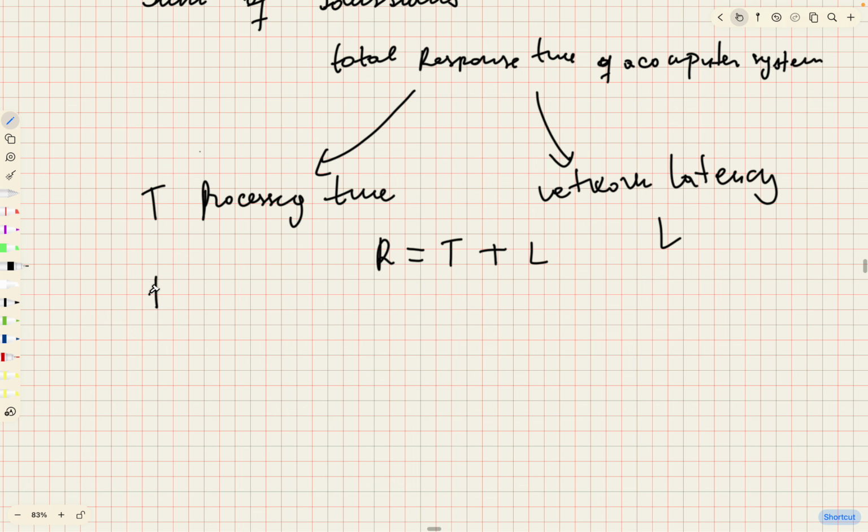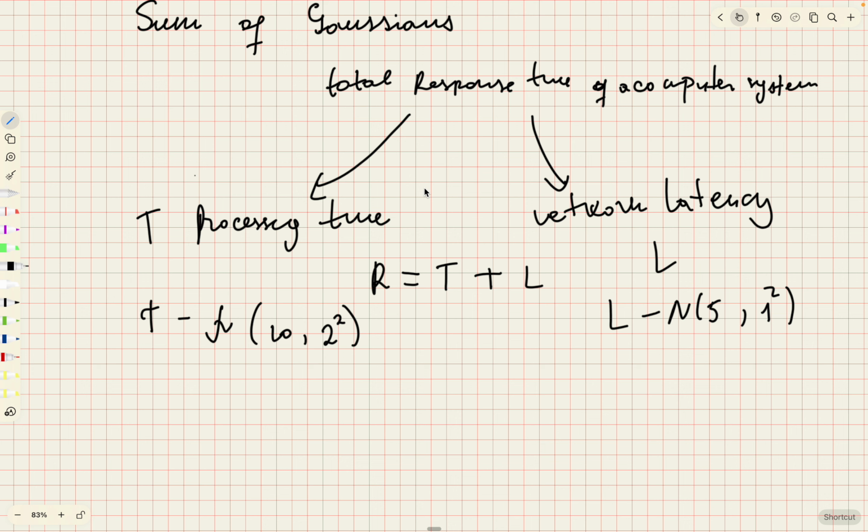Let's choose ten for the mean and 2 for the standard deviation for the processing time. And for the network latency L, let's make its mean 5 and 1 its standard deviation. One more thing I have to mention is that these distributions are independent of each other. So the random variable that takes any value in processing time does not depend on the network latency, and the other way around is also true.